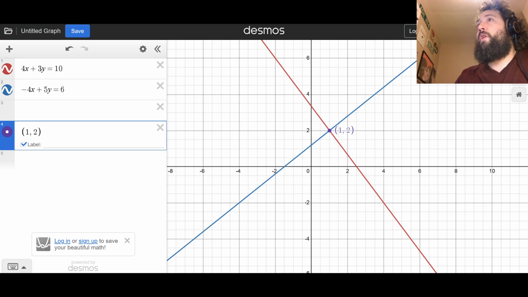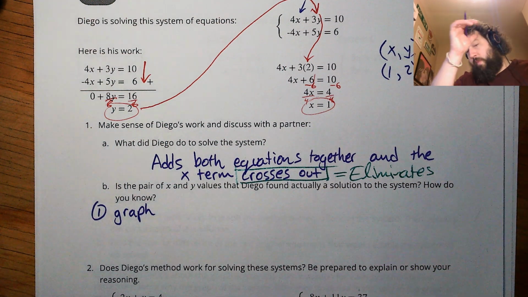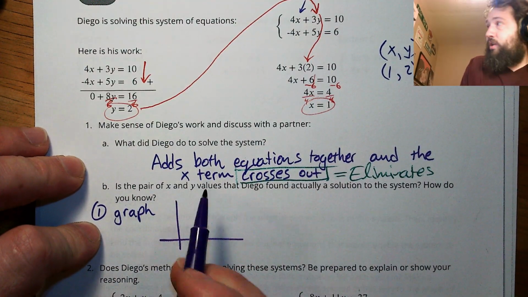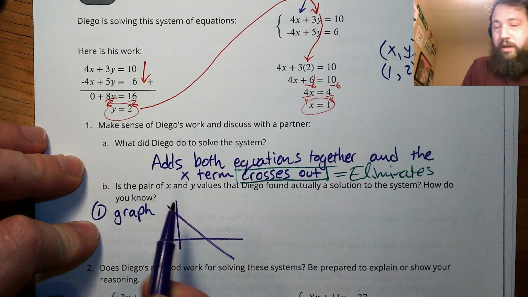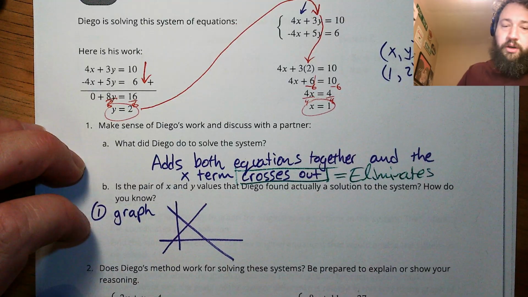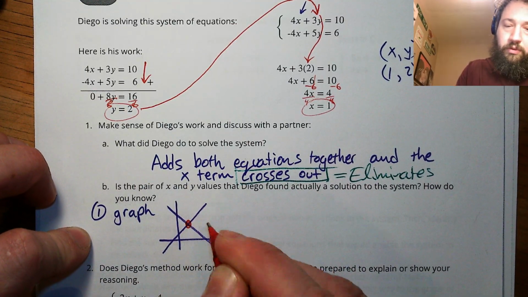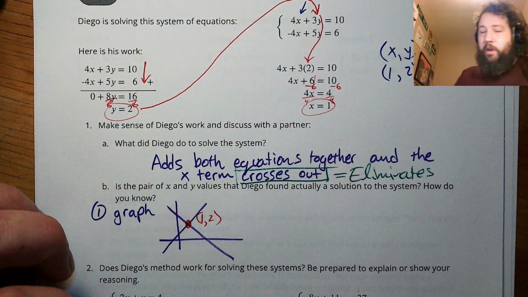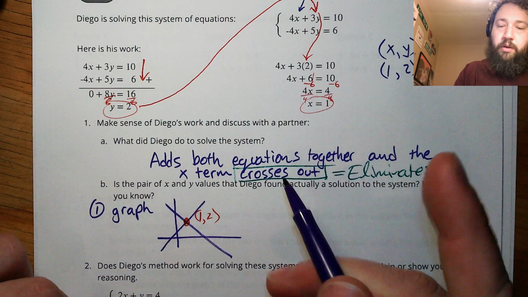So they touch where they graph. I have a graph coming down like this, I have a graph coming up like this, and they touch here at 1, 2. That's one thing I could do. I could also plug them in.